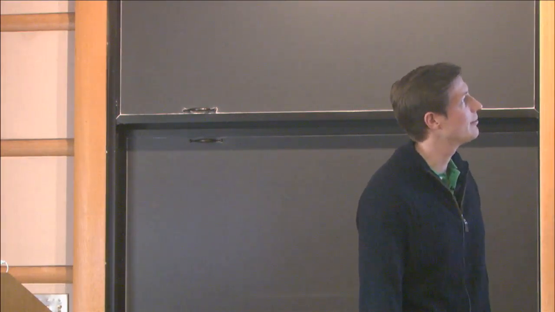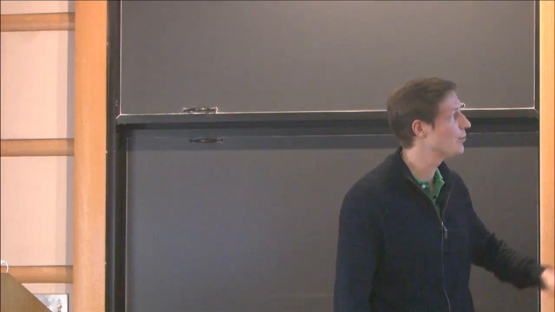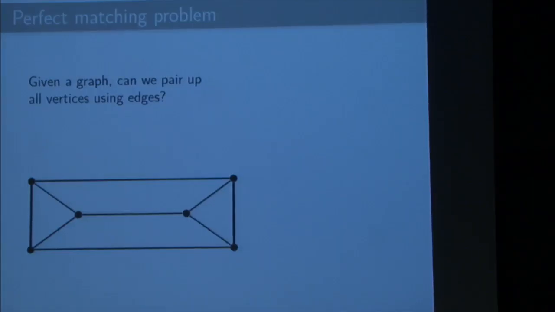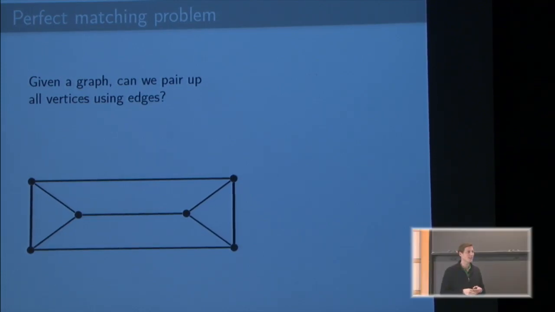Yeah, so this is about the matching problem using Quasi-NC. It's joint work with Jakob, my student at EPFL. So let's see. I guess most of us know the matching problem: given a graph, can you pair up the vertices using the edges?